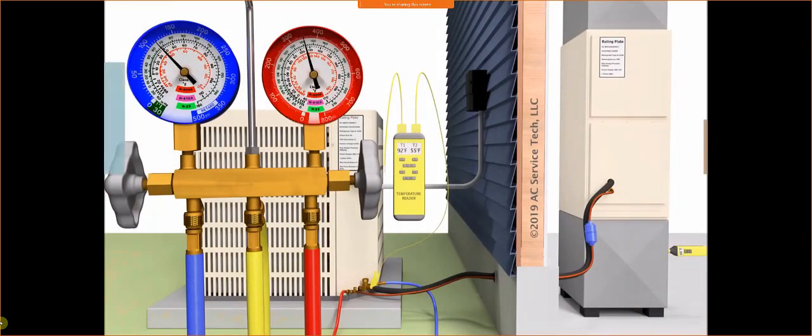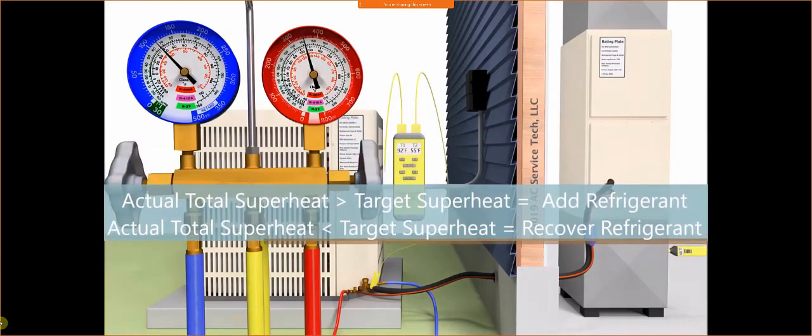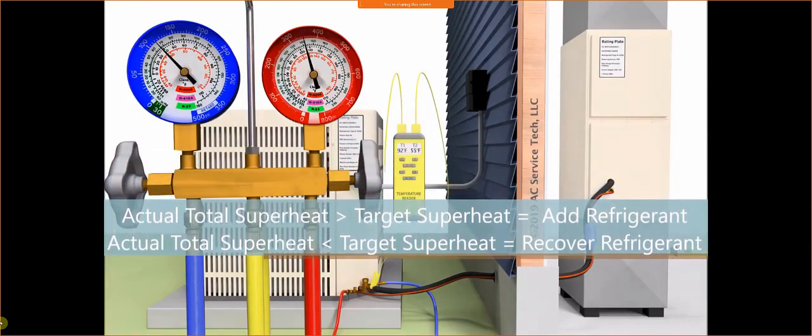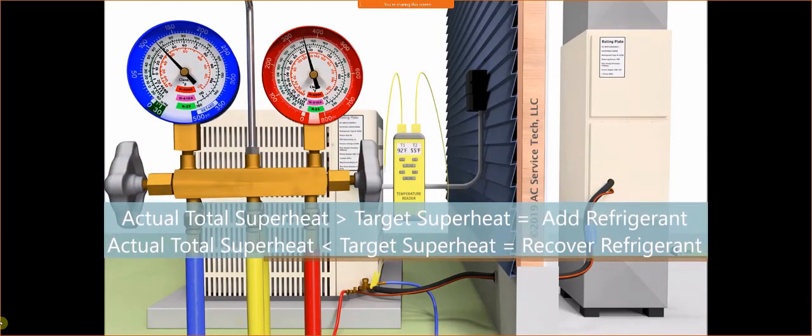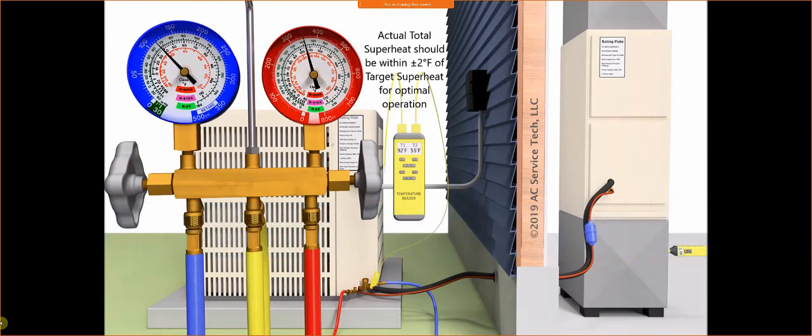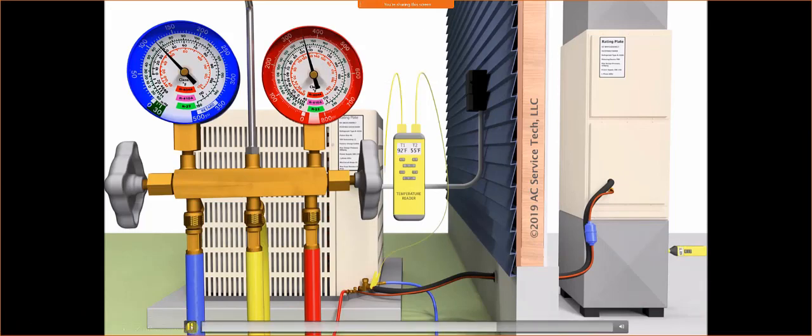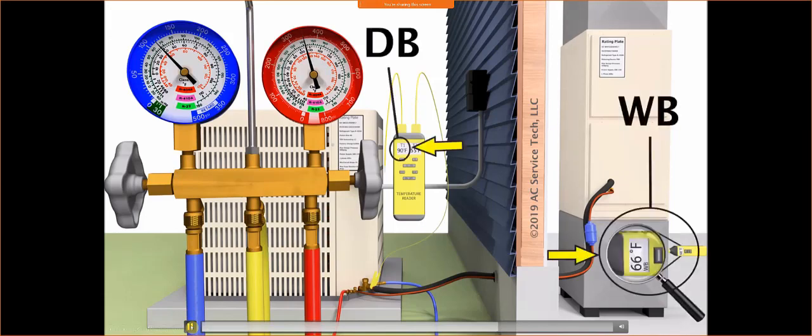If your actual total superheat is higher than your target superheat, then you need to add refrigerant. If your actual total superheat is lower than your target superheat, then you need to recover refrigerant. So you want to be within, say, 2 degrees of whatever your target superheat is at that point in time. So once again, you just got to remember that that is a moving number. You constantly have to be checking your indoor wet bulb temperature along with your dry bulb temperature.